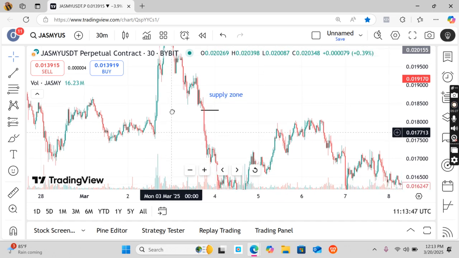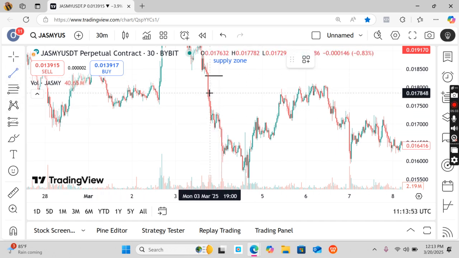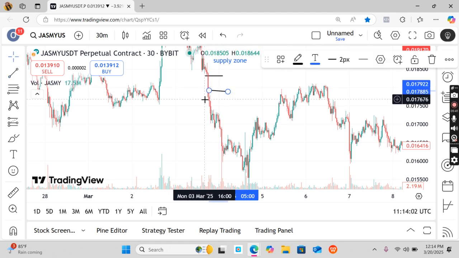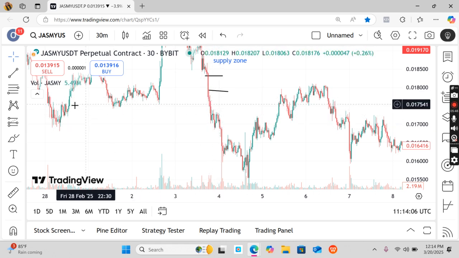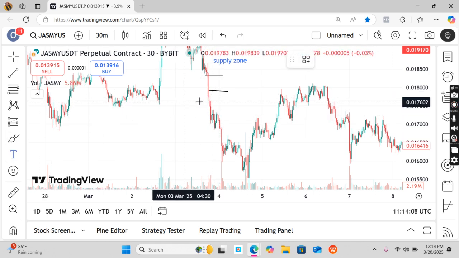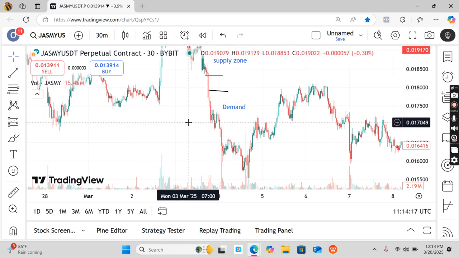Good. Now I'm also going to label my demand zone. Where did the candlestick end here? Yeah, this is the last candlestick before the massive move. So I'm going to draw another line here. So this down here is my what? Demand zone. That's what I do when I trade order block. I label my demand and supply zone. So I have my demand zone, I have my supply zone.